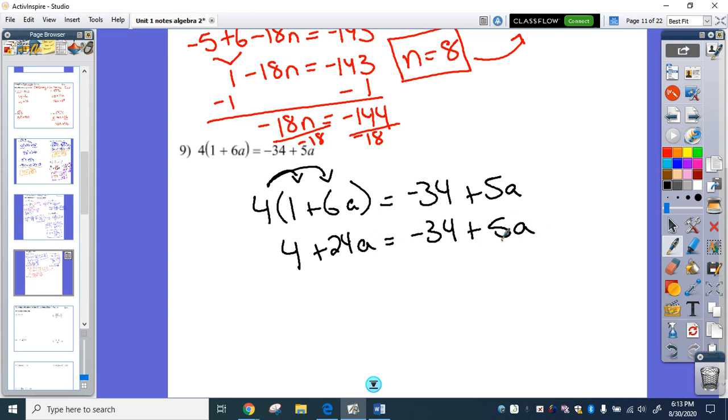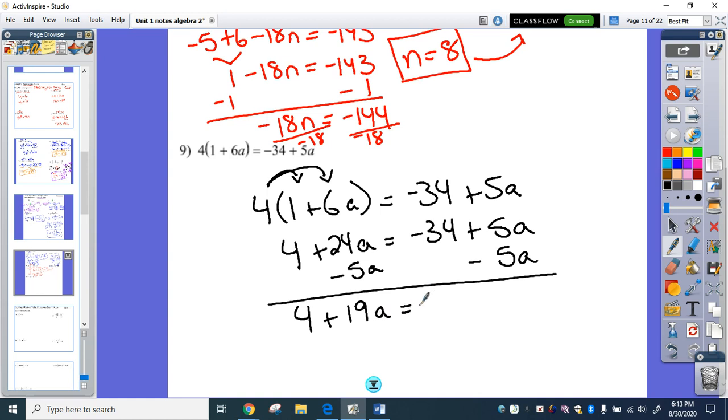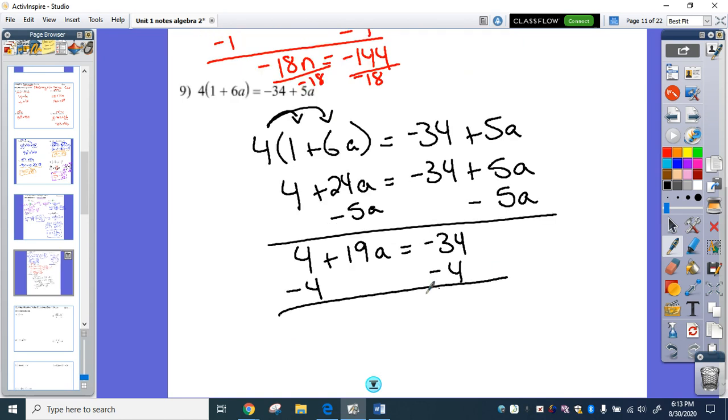Now you've got variables on both sides. Like I said to y'all before, my trick would be to subtract the smaller a or the smaller variable. So if we subtract 5a from both sides, we get 4 plus 19a equals negative 34. Subtract the 4 from both sides. That'll leave us with 19a equals negative 38. If we divide both sides by 19, we get a equals negative 2.